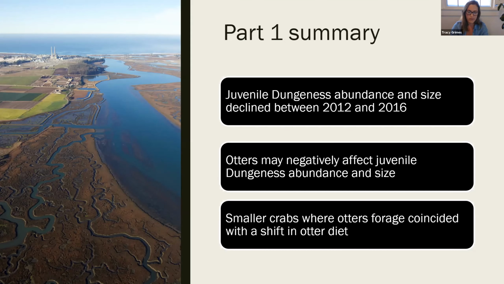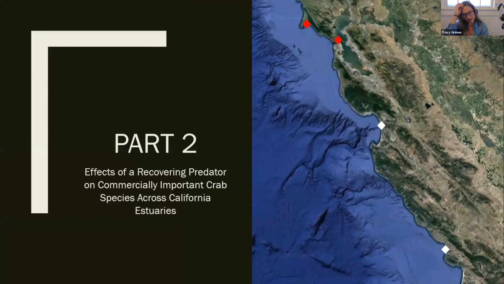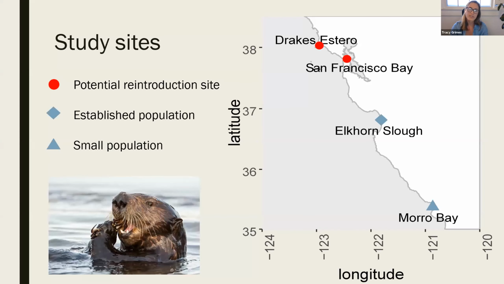All right, so zooming back out for the second part, looking at this dynamic across several estuaries where otters are present and where they aren't. To introduce you to these study sites, our two northern sites are Drake's Estero and San Francisco Bay. These sites don't currently have otter populations, but they are potential sites in California for reintroduction. And Elkhorn Slough, as we've already discussed, has an established sea otter population.